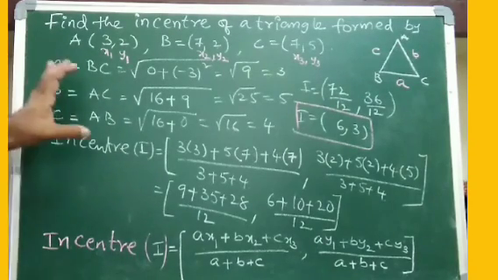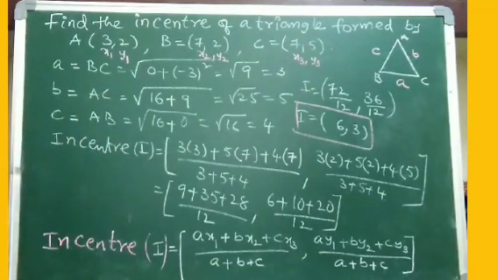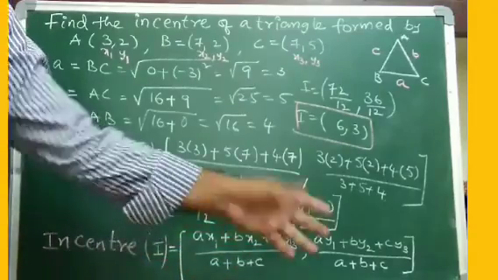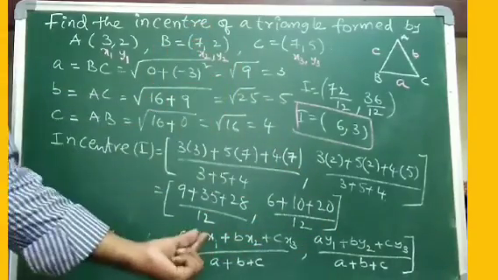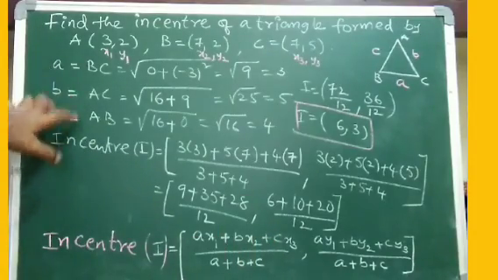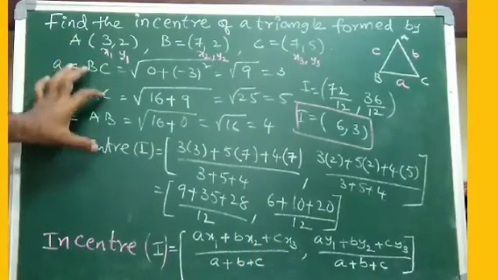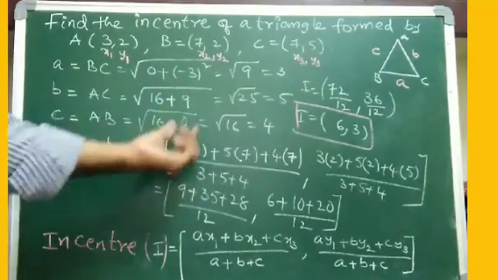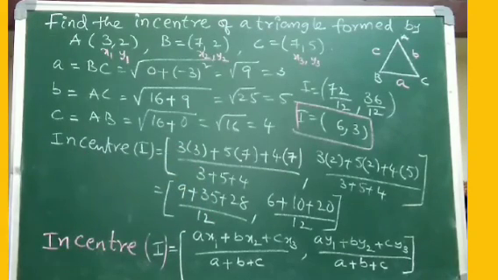So please try to understand the concept so that it is very easy. First you need to remember the formula, and anyhow x1, x2, x3, y1, y2, y3 are ready. So we just need to find out small a, small b and small c, that are nothing but the length of the sides. The length of the sides you can find by using the distance formula. After that, just substitution and simplification. Hope you all understand how to find the incenter of a triangle.